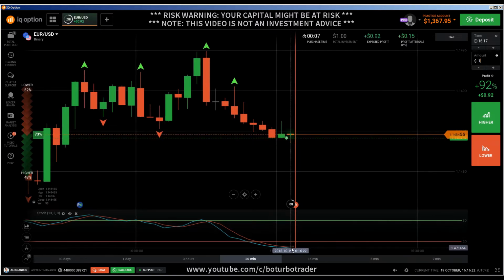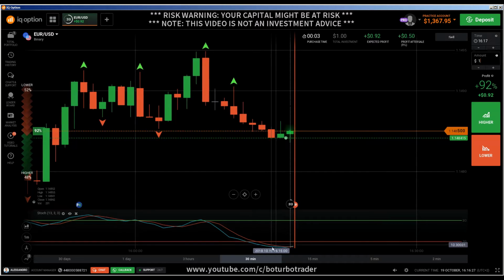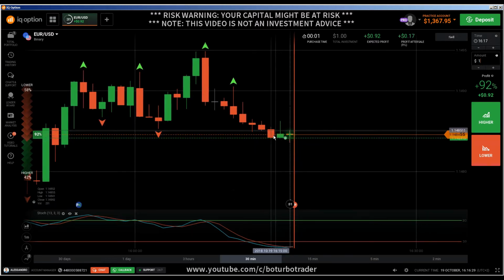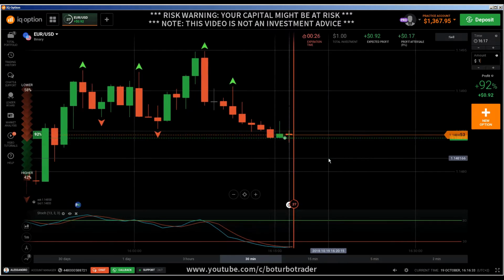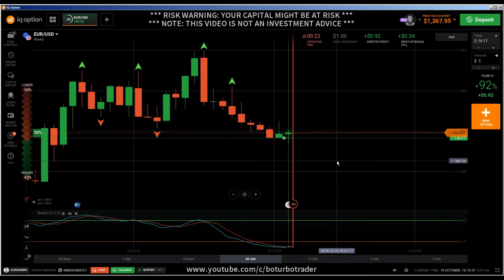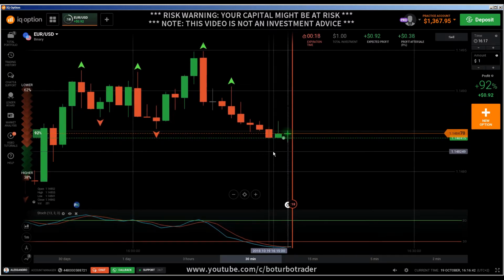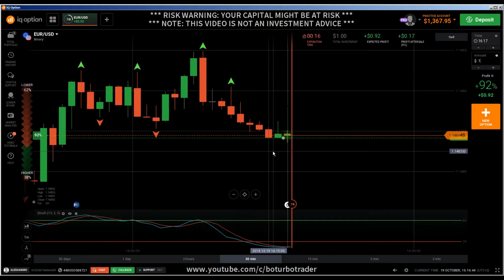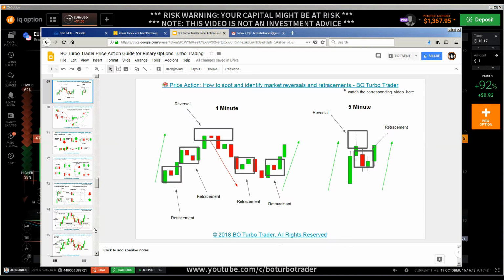You see here the crossing of the fast line with the slow line, which is a confirmation that we are getting here into a reversal. But price action and those things which I have explained in my ebook, I explained much better and showed you this earlier, before the indicator was showing me this.